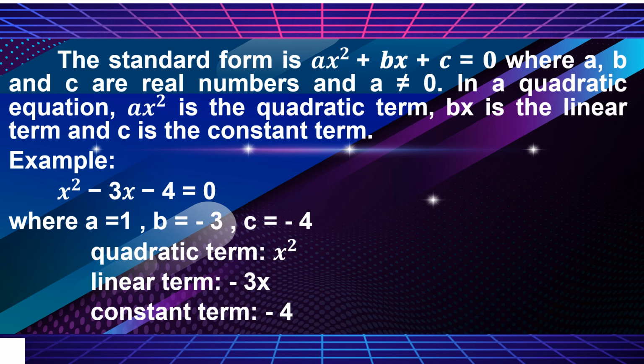Take note, in our quadratic term, the exponent should be 2. In our linear term, the exponent of the variable should be 1. And the constant term doesn't have a variable.